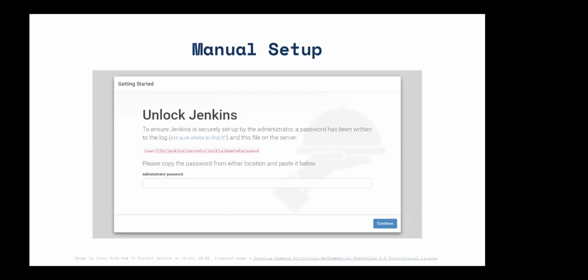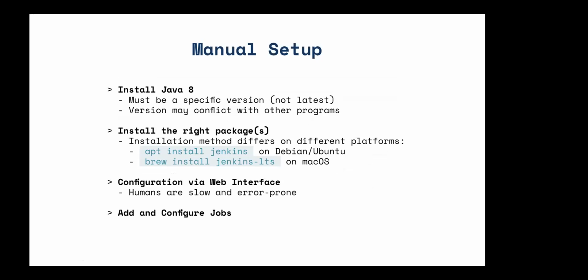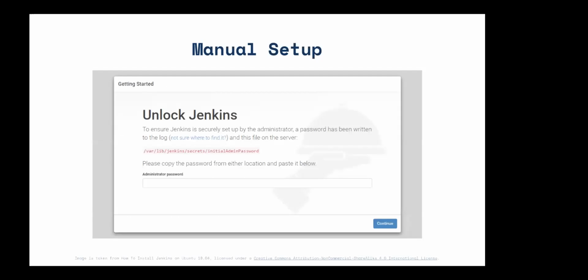So let's see what is involved in setting up and configuring Jenkins using the setup wizard. Once you've installed Java, installed the package, and you're running Jenkins, this is probably the first screen that you see. You've got to put in the administrative password, which is just a way for Jenkins to know that the person who's running this wizard has access to the server.